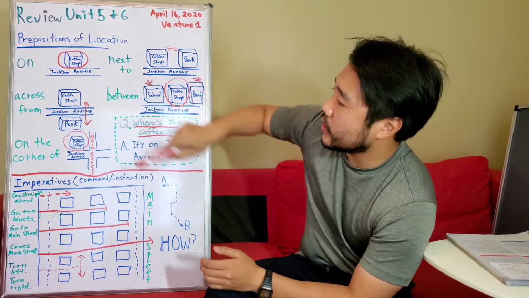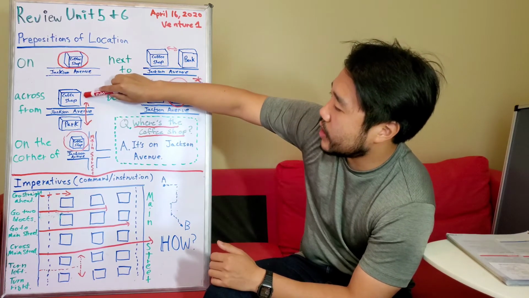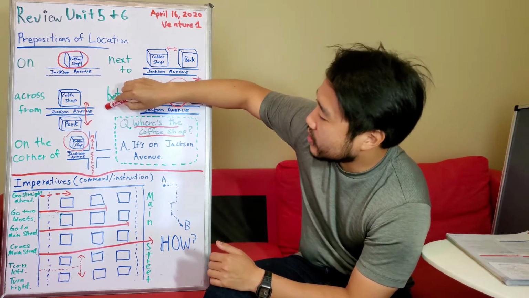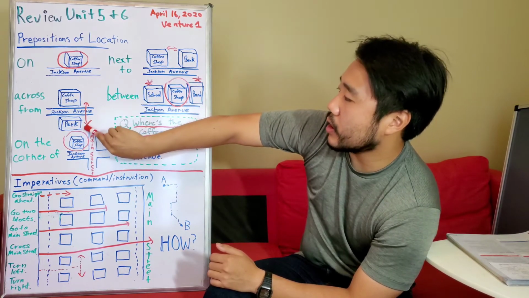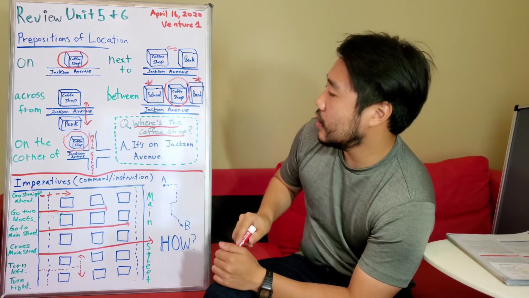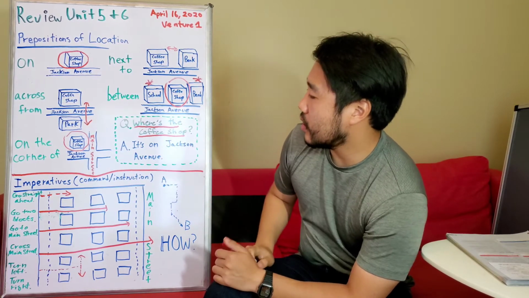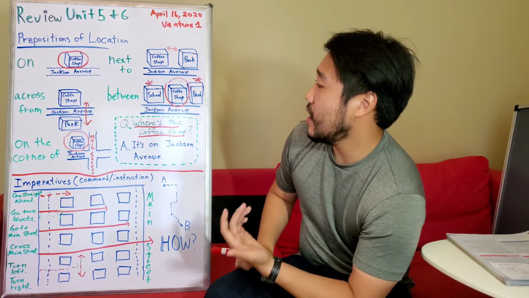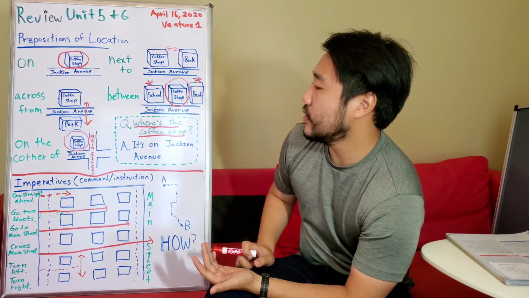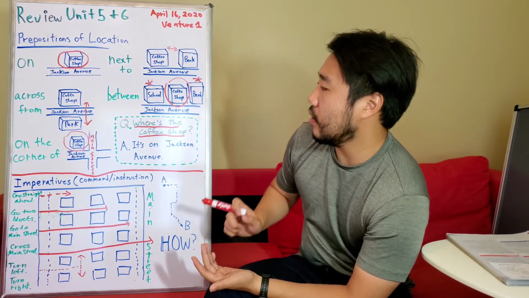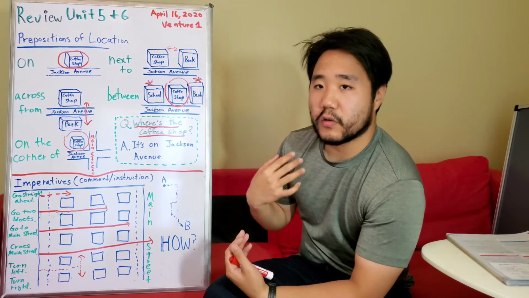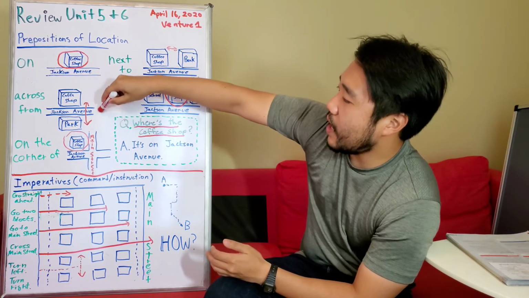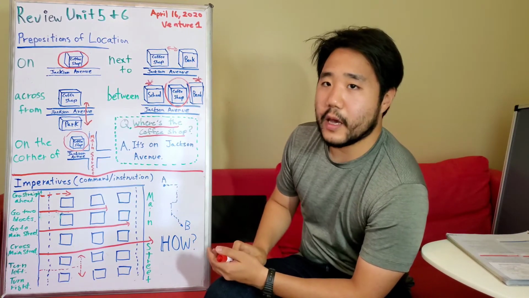Across from. In this picture, we can see that there's a coffee shop and Jackson Avenue in the middle, and there's a park. So if I ask you, where's the coffee shop? You say, it's across from the park. Something is across. So there's a gap here.